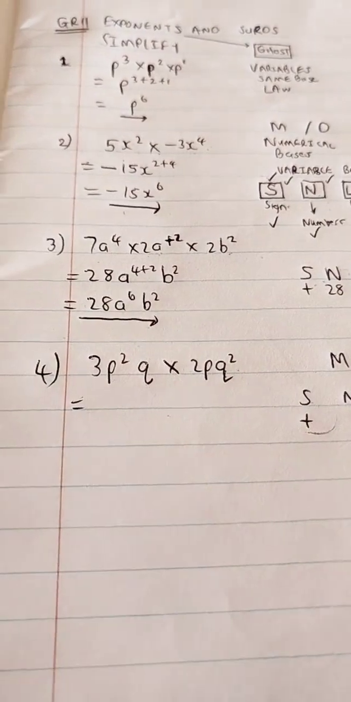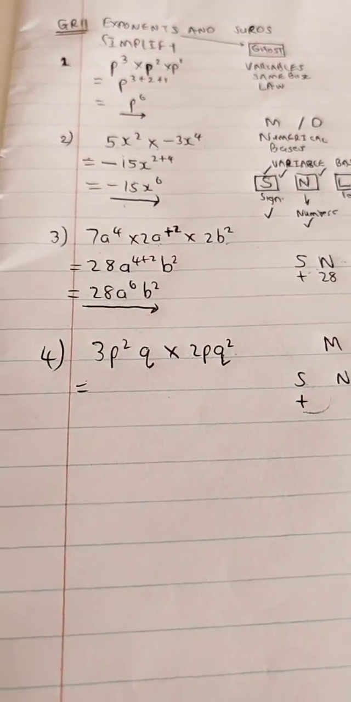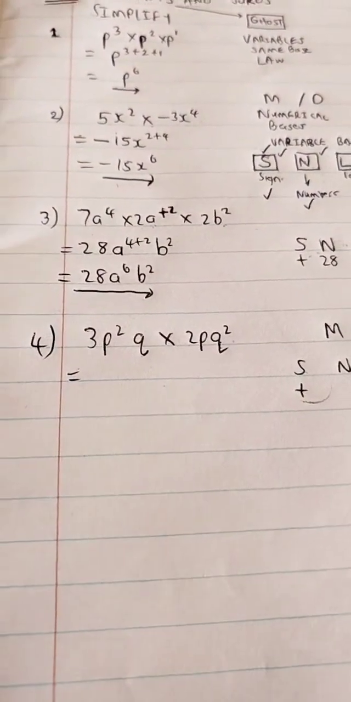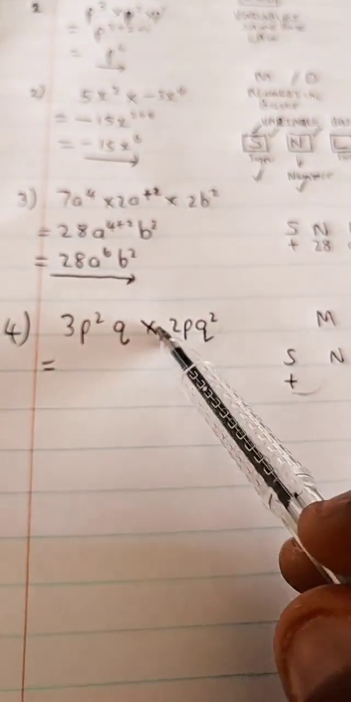Remember guys, a positive sign can remain invisible, as you can see here, or we can make it appear. As long as we have one term, the positive sign can just remain invisible. Then we move on to the number, 3 times 2.